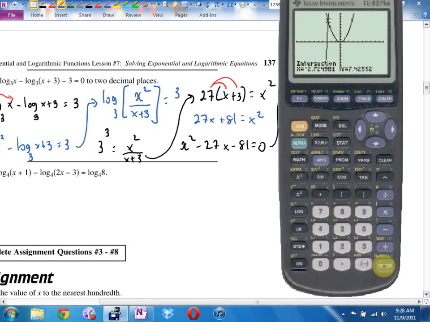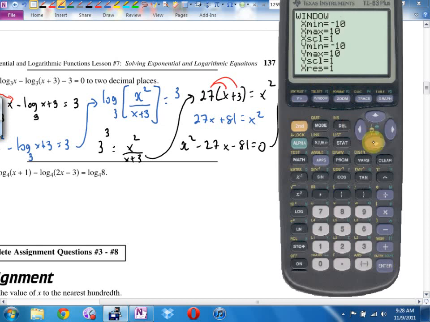Let's see. And I might need to make my Y max 100 to see if I can get, well, it crosses there. It's crossing up there somewhere, I'm pretty sure. I might have to make my Y max 300. I don't know. It's crossing up there somewhere. I'm going to see if it'll find it now.